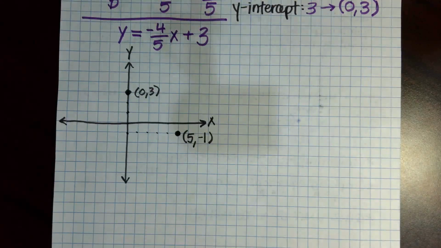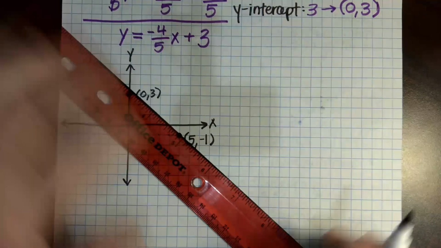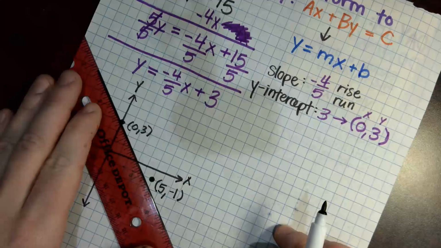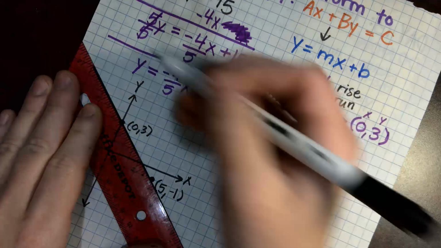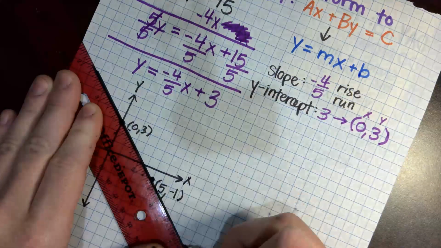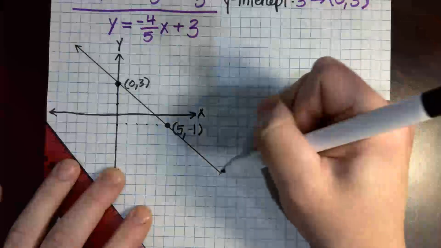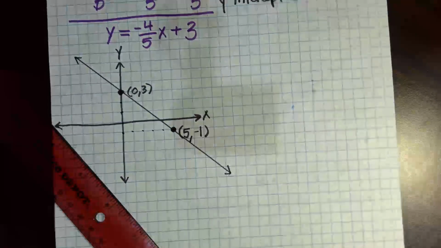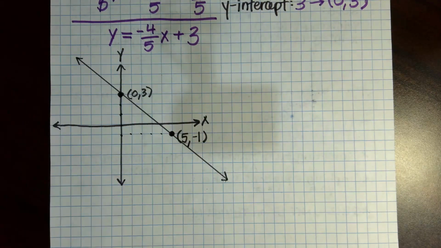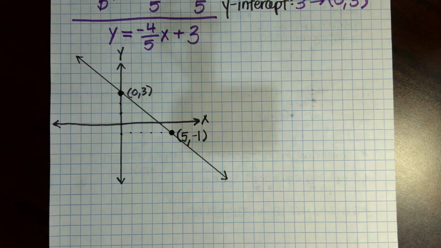Okay, we have 2 coordinates. That's all we need to graph a line. Let's go ahead and connect the dots. And then draw arrows on the end to show that they go on forever. And there's your line we just graphed.